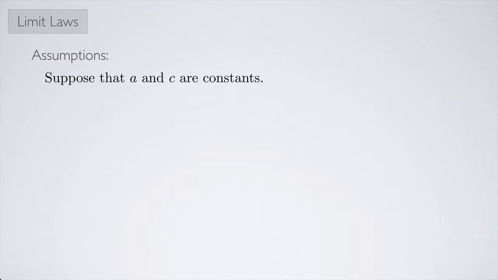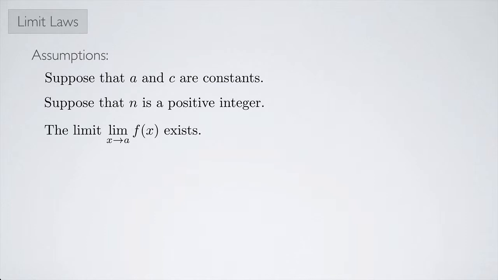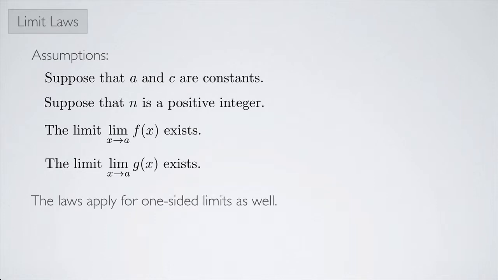First, we're going to suppose that a and c are constants. So you'll see those show up in the limit laws. Also, suppose that n is a positive integer. The limit as x approaches a of f of x is going to be assumed to exist, and similarly with the limit as x approaches a of g of x. Now all of these limit laws I'm going to write as two-sided limits, but keep in mind that all of them apply for one-sided limits as well.